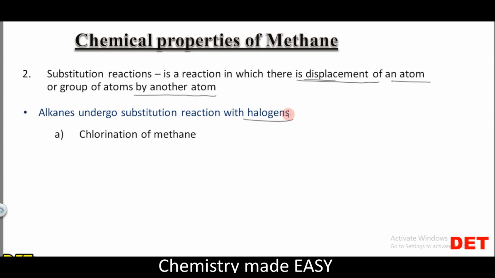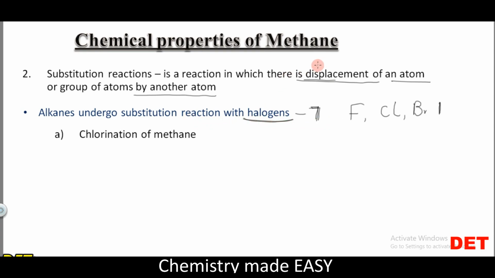Halogens are the elements in group 7 of the periodic table. The elements in group 7 of the periodic table are referred to as what? Halogens. And the elements in group 7 are fluorine, chlorine, bromine, then we have iodine. These elements are referred to as what? Halogens. So what we're trying to say here is that alkanes can undergo substitution reaction with halogens.